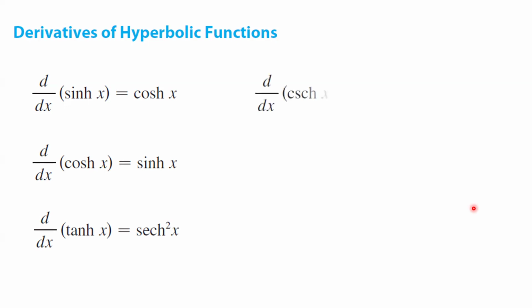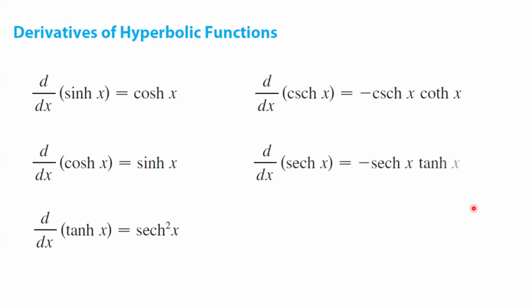And if you take the derivative of cosecant hyperbolic function, you get negative hyperbolic cosecant times hyperbolic cotangent. The derivative of hyperbolic secant is negative hyperbolic secant times hyperbolic tangent. And finally, the derivative of hyperbolic cotangent is negative hyperbolic cosecant squared. Remember that we're going to use these and find the integral.